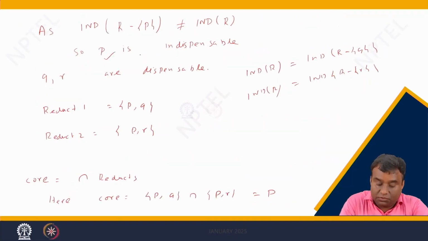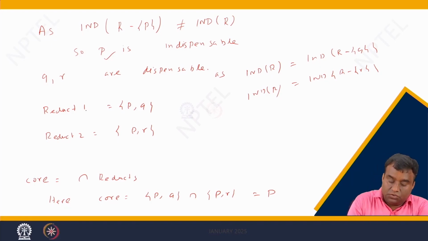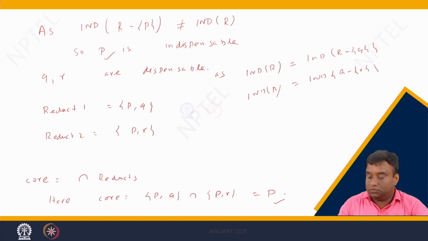So now check it. P is indispensable, Q and R are dispensable, as these two are equal. In Reduct 1 we can consider P and Q, and in Reduct 2 we can consider P and R. The core will be the intersection of all reducts. So here the core is the intersection of these two, that is P. Have you understood the reduct and core?